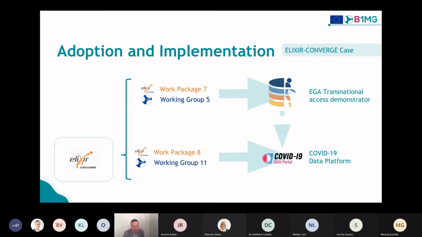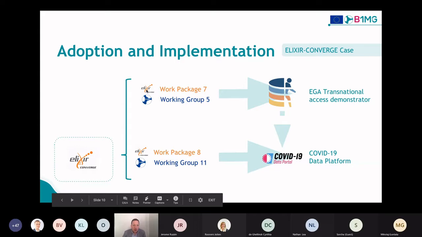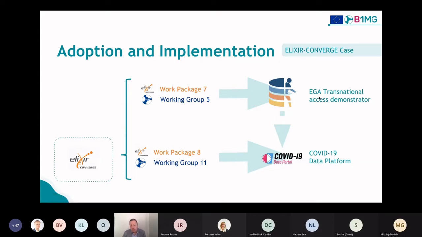To take one example, and I'll take ELIXIR Converge as an example of a project that's funded by the EC, we have a work package within ELIXIR Converge to develop a framework for transnational access to sensitive human data under the framework of the European Genome Phenome Archive. I won't go into that in depth here, but it's suffice to say that the work here is aligned with Working Group 5 of the 1+ million genomes initiative. So this is one example where we're building a technical demonstrator to access data internationally funded from an EC project aligned closely with the aims of Working Group 5 of the 1+ million genomes initiative.